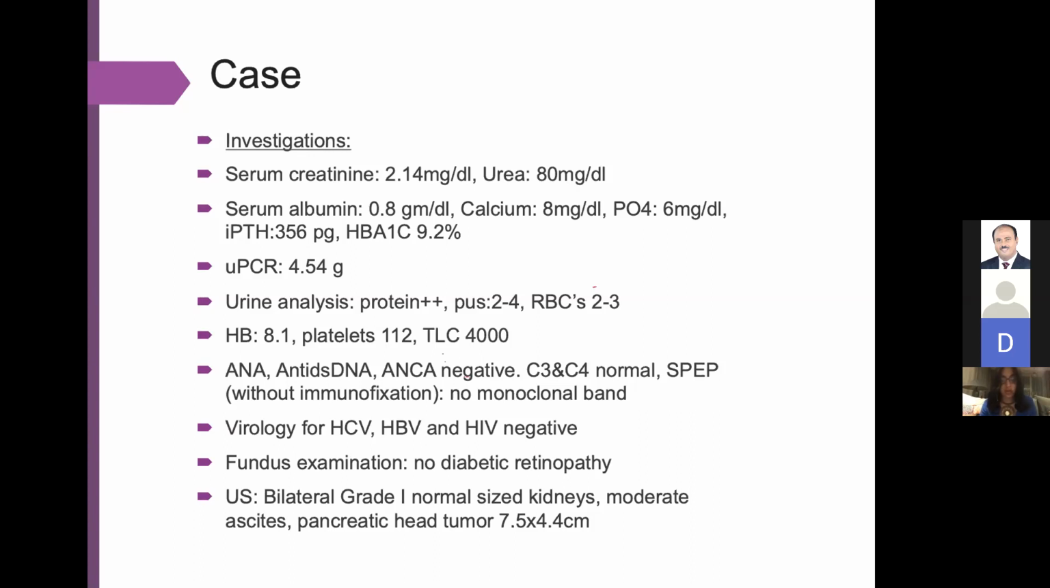Fundus examination showed no diabetic retinopathy, and sonography showed bilateral grade 1 normal-sized kidneys, moderate ascites, and his pancreatic head tumor, as I said, was still there. It was a large tumor, 7.5 by 4.5 centimeter. Any ideas?